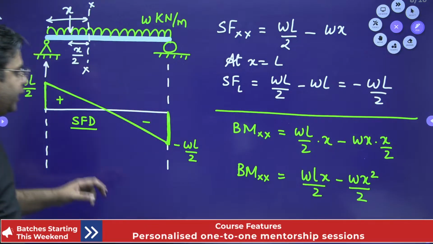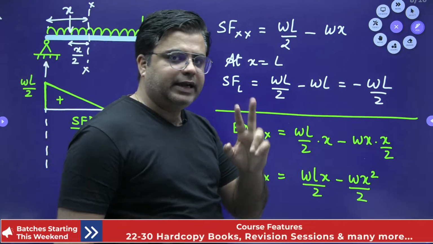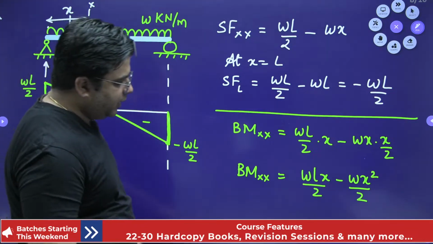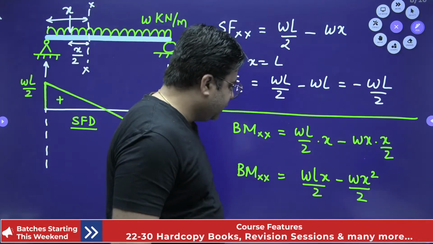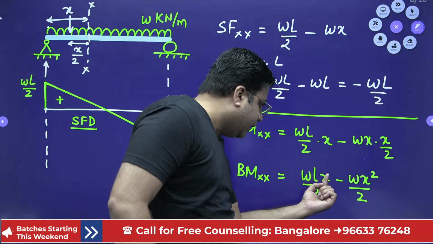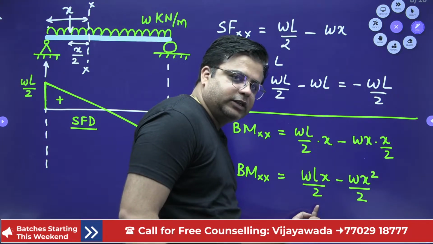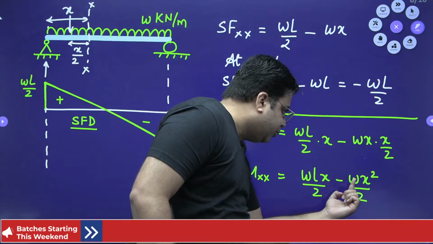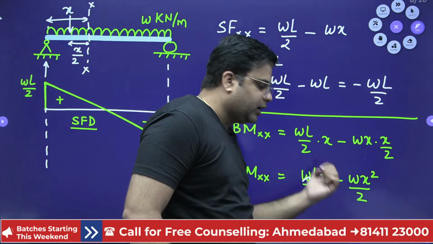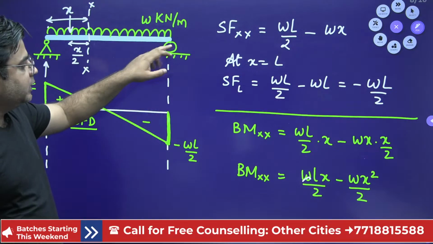So at this left end, the value of bending moment is 0. Second, at x equals L, let's get the bending moment value. At x equals L, the bending moment value is WL by 2 times L, so this will be WL square by 2, the first term. Then minus WL square by 2 is the second term. So WL square by 2 and WL square by 2 will cancel out. So the value of bending moment at this point is again 0.